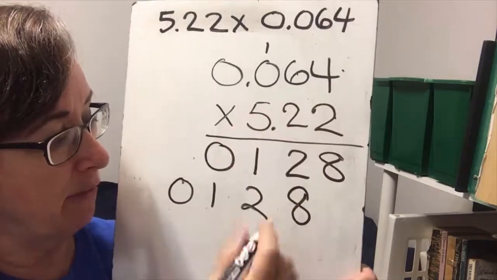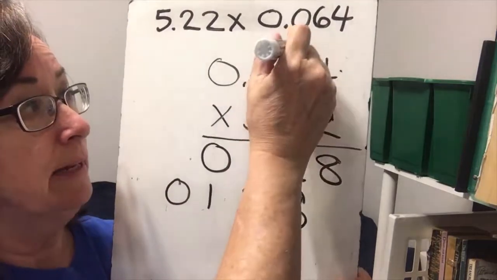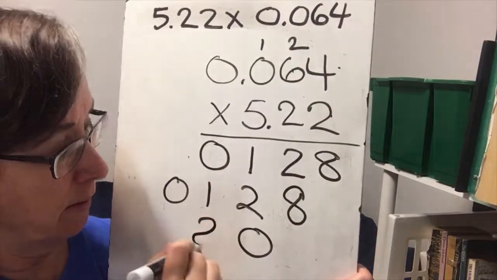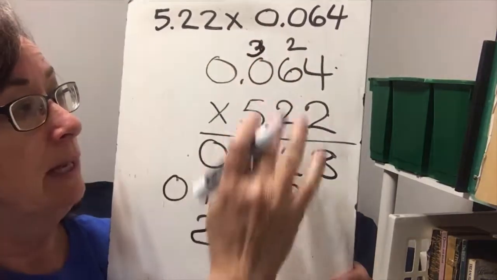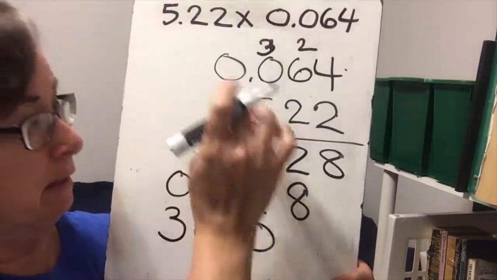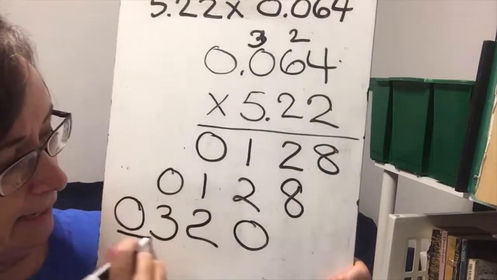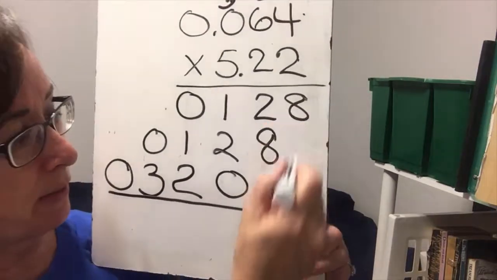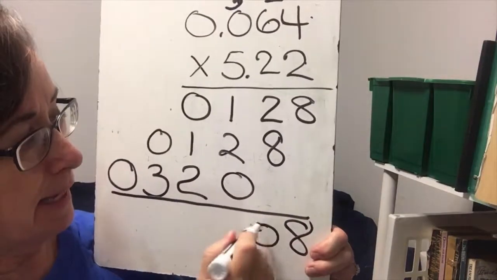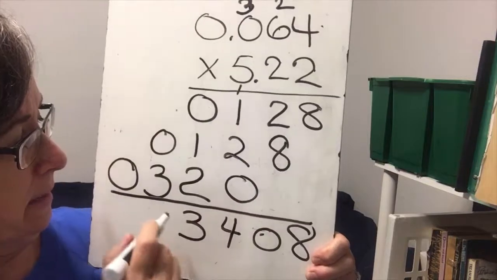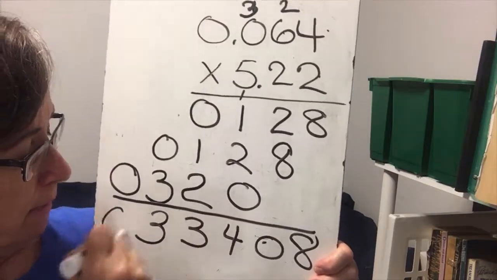So 4 times 5 is 20. 6 times 5 is 30 plus 2 is 32. And then 0 times 5 is 0 plus the 3, and then the 0. And now we're going to add our 3 partial products together. 8, 10, 4, 3, 3, 0.